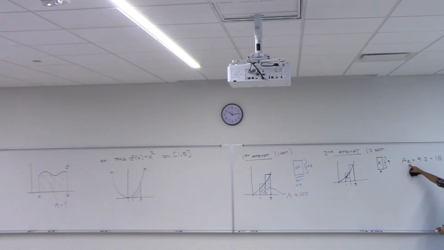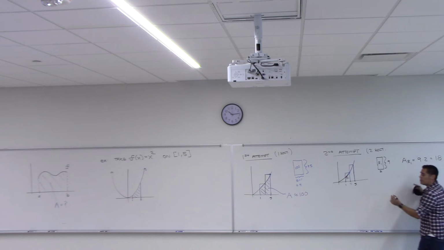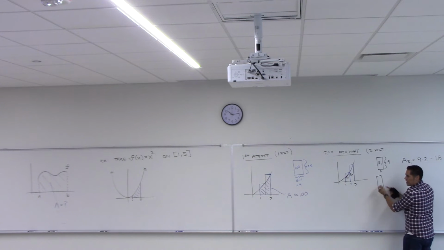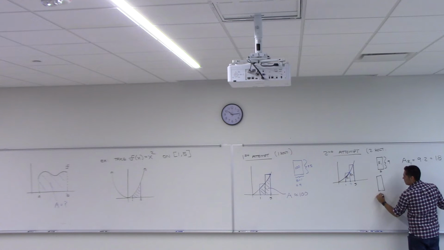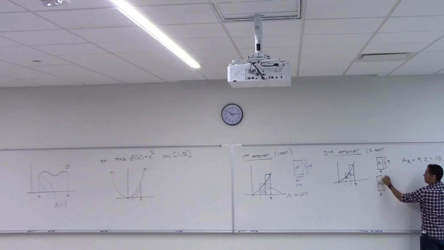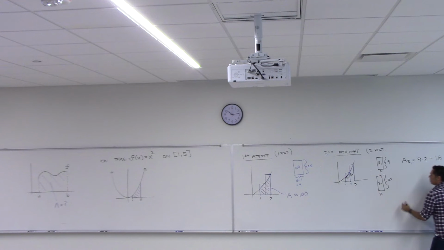The area of rectangle 1 is the height times the width, 18. Now I also need rectangle 2, right? Rectangle 2, these are not drawn to scale, obviously, has a width of 2. How tall is it? 25, because you're using the right endpoint. And so the area of rectangle 2 would be 25 times 2, which is 50.